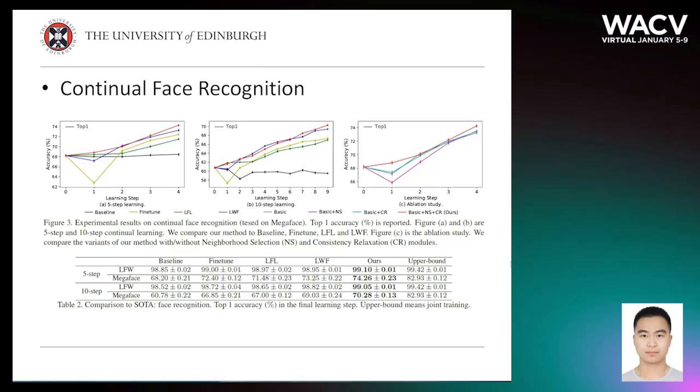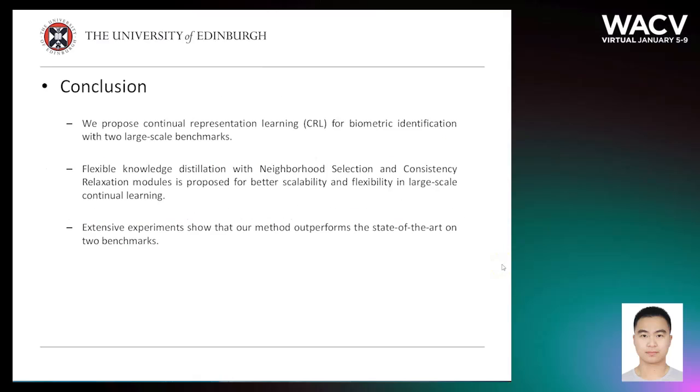Similarly, we provided the results on continual face recognition. In conclusion, we propose continual representation learning for biometric identification with two large-scale benchmarks. Flexible knowledge distillation with neighborhood selection and a consistency relaxation module is proposed for better scalability and flexibility in the large-scale continual learning. Extensive experiments show that our method outperforms the state-of-the-art on two benchmarks.